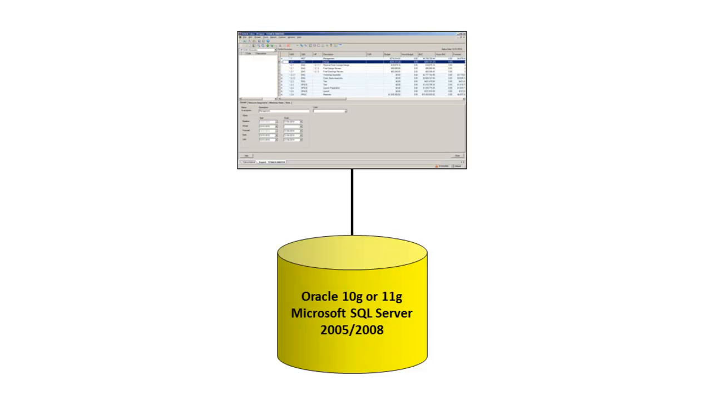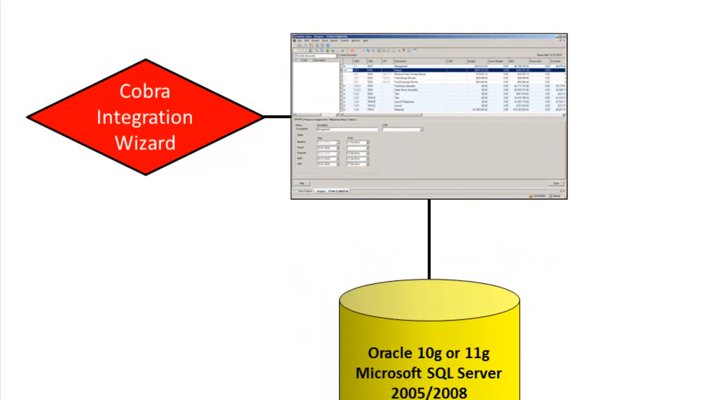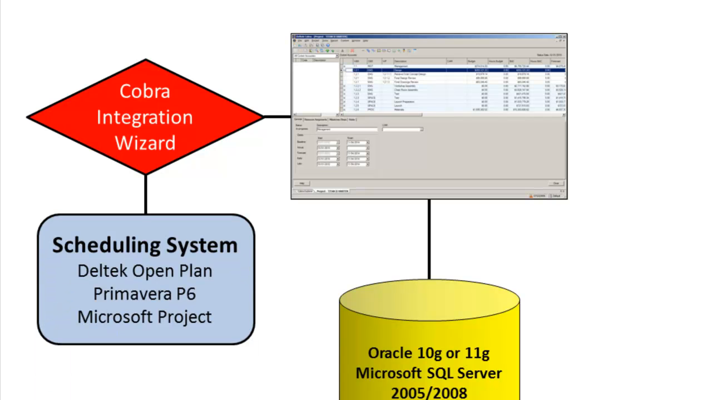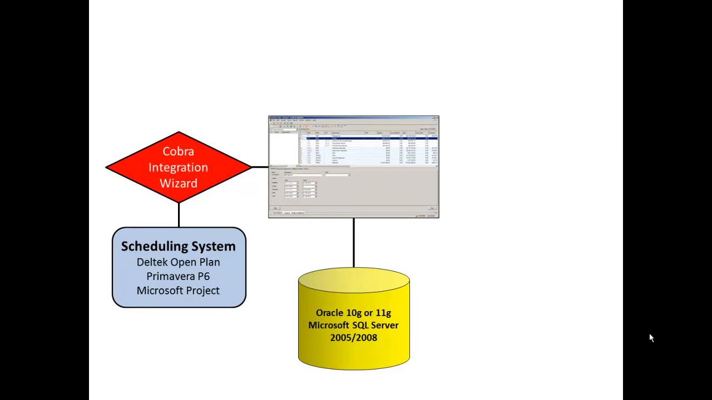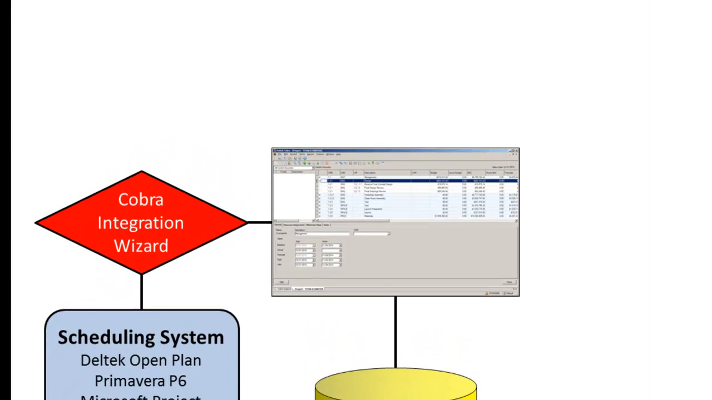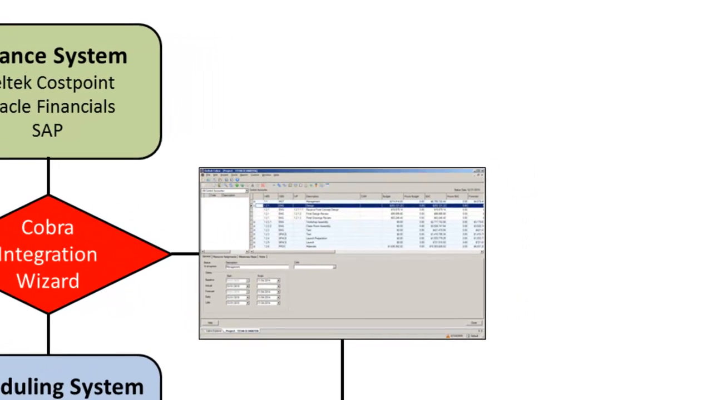For integration with other systems, the powerful Cobra Integration Wizard is used. The Integration Wizard enables you to easily integrate with scheduling systems such as Deltek OpenPlan, Primavera P6, and Microsoft Project. It allows Cobra to load projects from the scheduling system to create your performance measurement baseline. It also extracts actual labor units and other costs from your financial system. Cobra then uses this data to calculate the current actual costs and your estimate at complete forecast values.